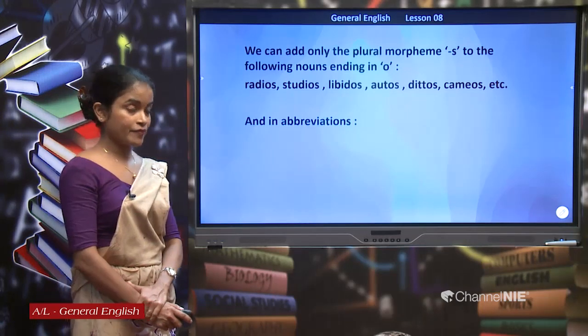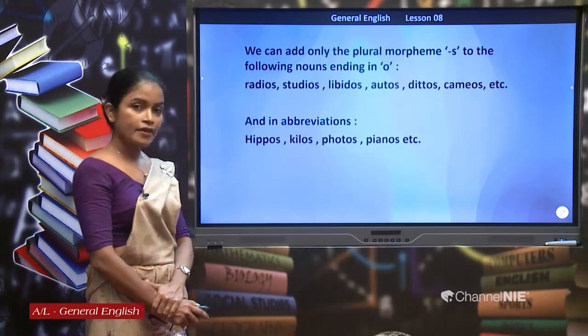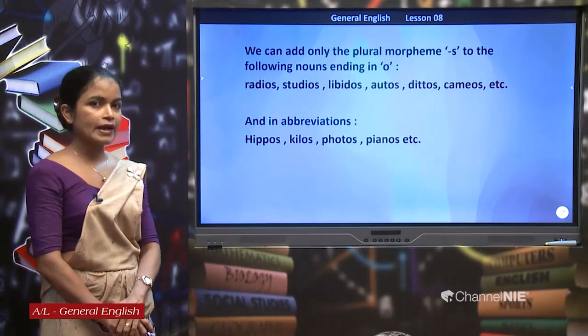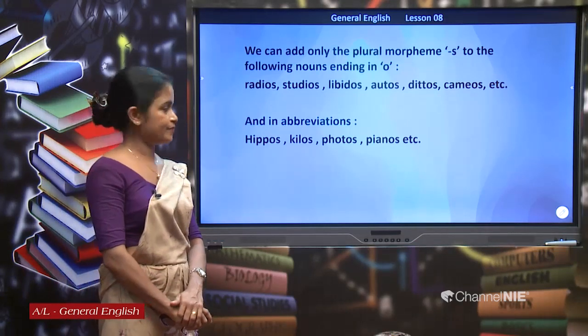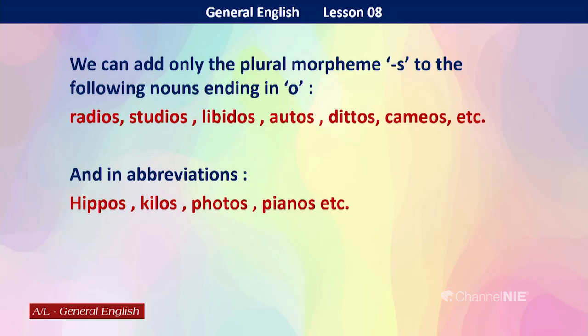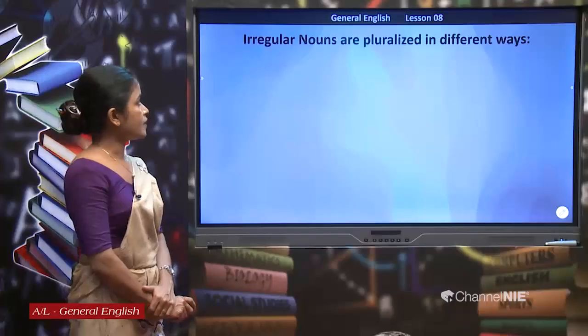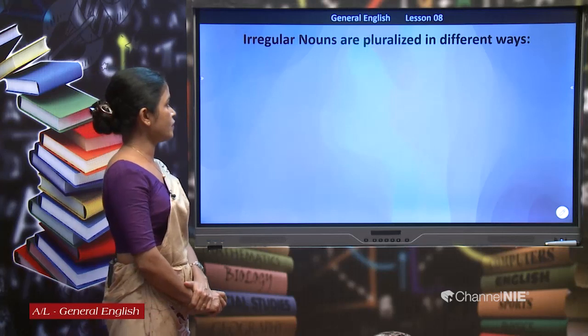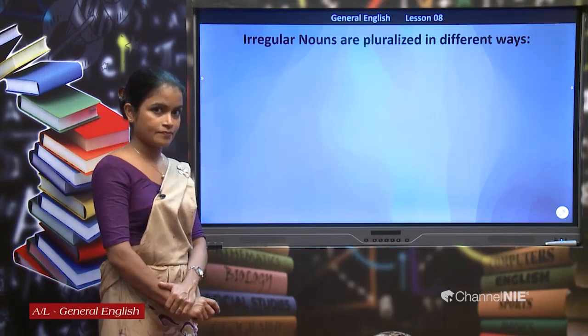And there are some abbreviations we use. There, of course, we have to add only s when we make the plural, like hippo, hippos. We can't add es. Hippo, hippos, kilo, kilos, photo, photos, piano, pianos. Then we will see how irregular nouns are pluralized.